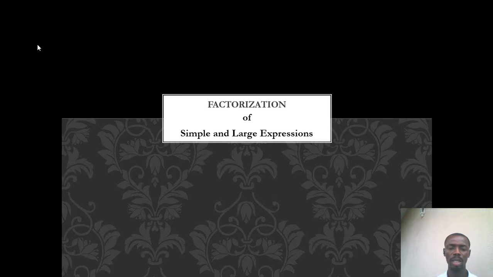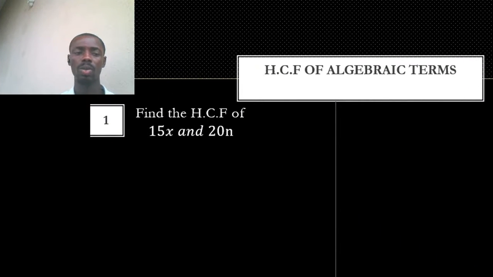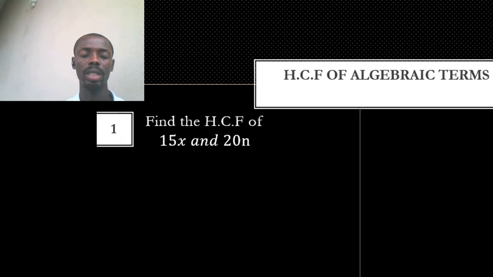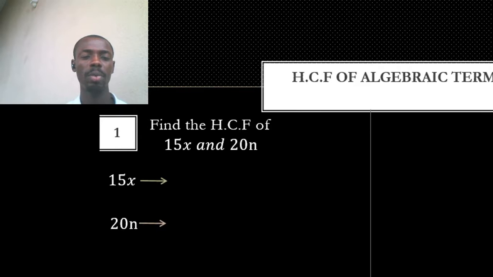Alright, we'll continue by taking a look at the simple and large expression. So we are taking a look at the HCF of algebraic terms. First we are starting by looking for the HCF of 15x and 20n. So how do we get this? If you remember in unit 1, there is a method we use, prime system, where we express numbers as a product of primes. That is the system we're going to be using ahead.